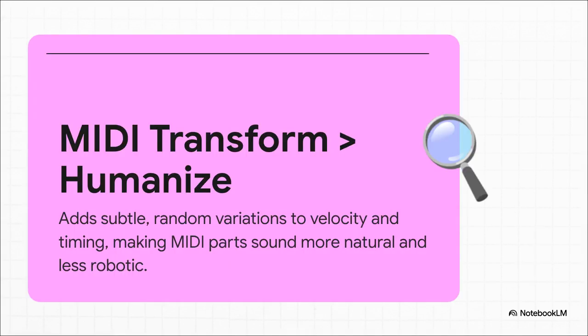But what about the opposite problem? Sometimes your MIDI drums or piano parts sound too perfect, too robotic. That's where the humanize function is your friend. It intelligently adds tiny random variations to the timing and the velocity of the MIDI notes, making a perfectly programmed part feel like it was played by an actual human being.